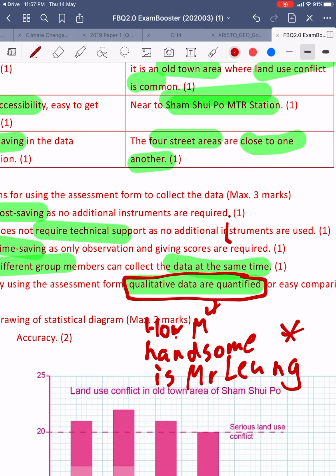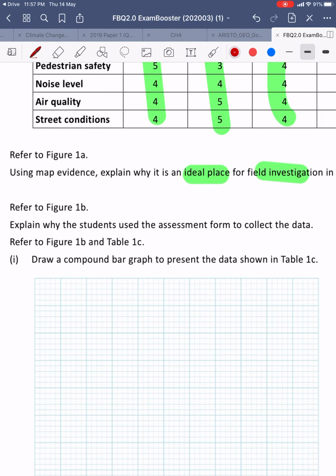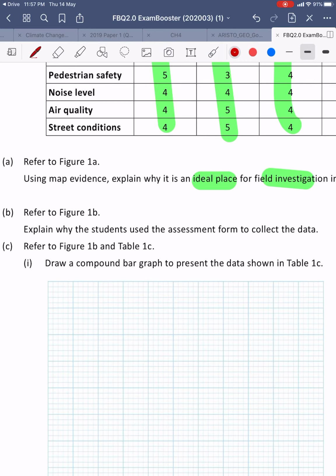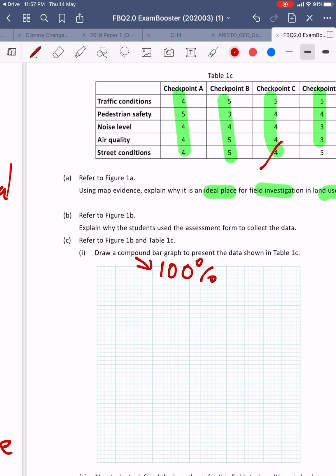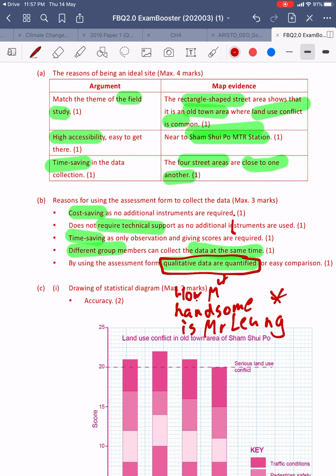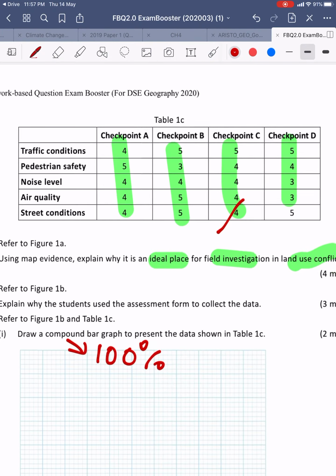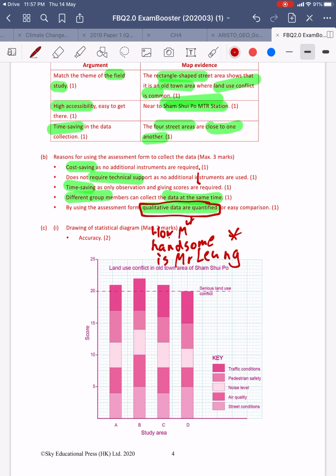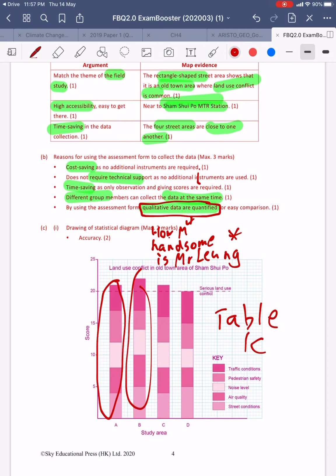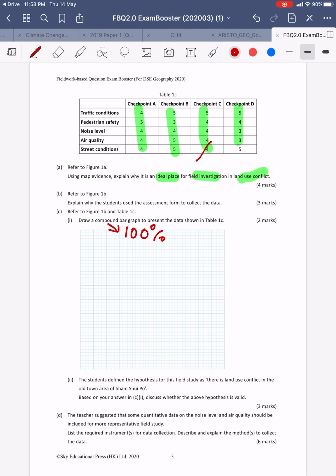statistical method. So what is a compound bar graph? Right here, this is talking about the compound bar graph. For a compound bar graph, always bear in mind we are talking about the whole set of data that can be accounted for 100%. So how should you do it? It should be like this. Make the data from table 1C to here. This is table 1C. Put all the bars together, all the data together, and form a row. If we put them together, it can show the proportion of particular aspects, so it is easier to compare.